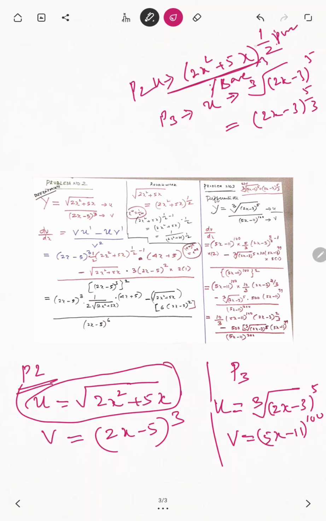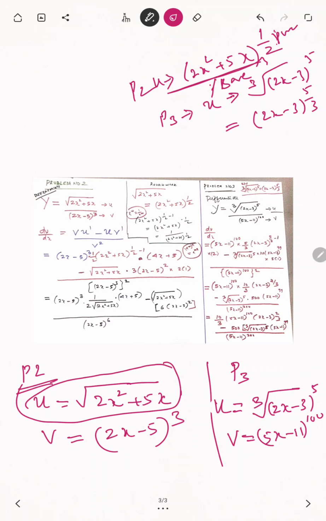So you have to differentiate this u only. Okay, this u is in algebraic form. What is the rule for algebraic form? Differential of power into differential of base. Power is what? Half. Half into, don't disturb the base, 2x square plus 5x whole power half minus 1.